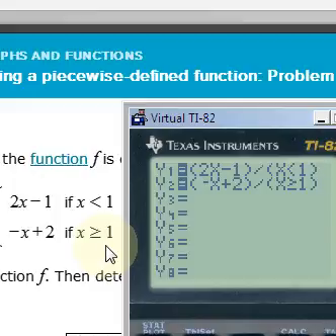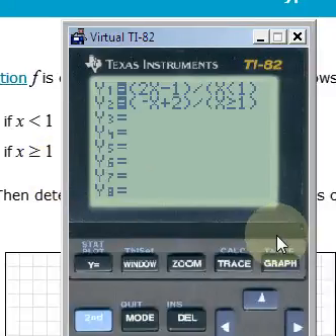The first one is 2x minus 1, and put in there divided by parentheses x less than 1. Then minus x plus 2, where x is greater than or equal to 1. Enter that and hit graph.